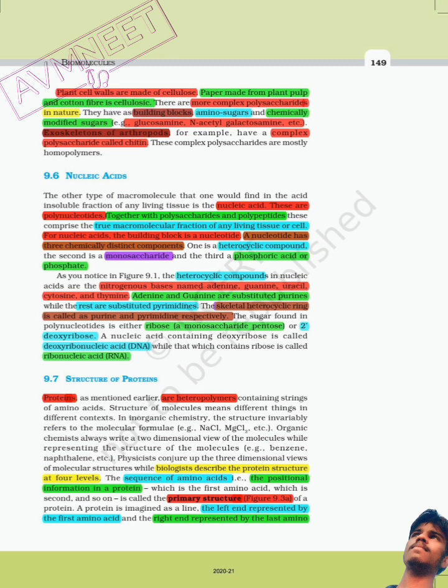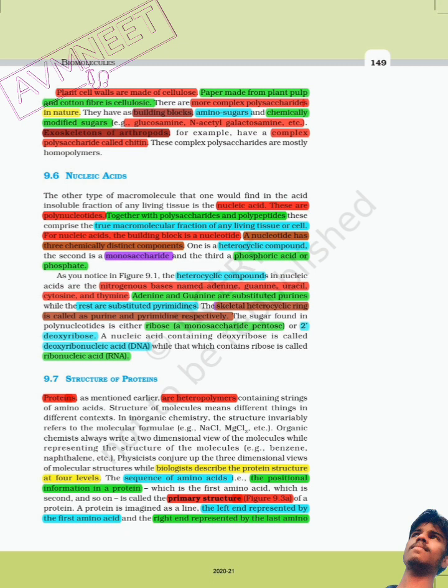9.7 Structure of proteins. Proteins, as mentioned earlier, are heteropolymers containing strings of amino acids. Structure of molecules means different things in different contexts. In inorganic chemistry, the structure invariably refers to the molecular formula. Organic chemists always write a two-dimensional view of the molecules while representing the structure of the molecules. Physicists conjure up three-dimensional views of molecular structures, while biologists describe the protein structure at 4 levels.